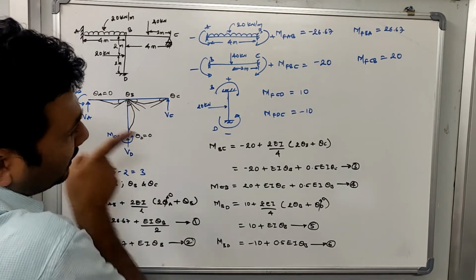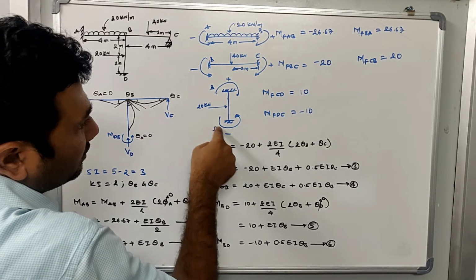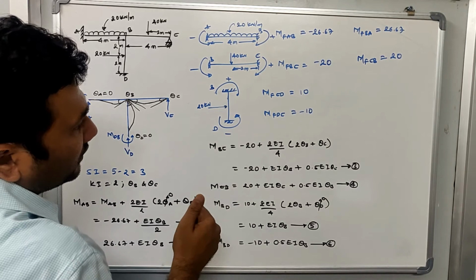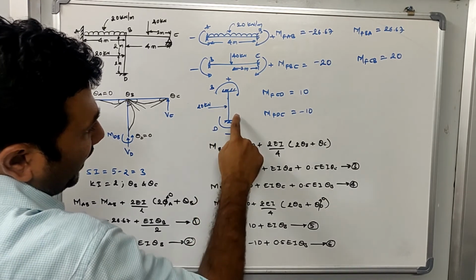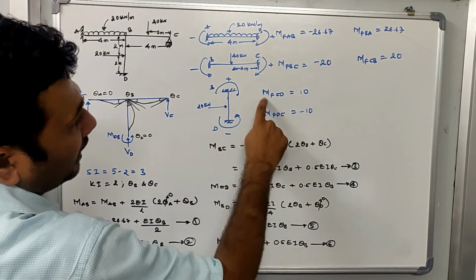Right now the load is acting in this direction, so that's why these are the directions of the fixed end moments which are generated. That's why this is minus and this is plus. Now let us calculate how much is MFCD.